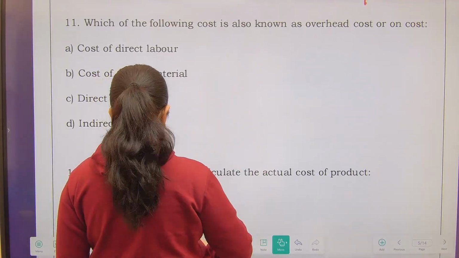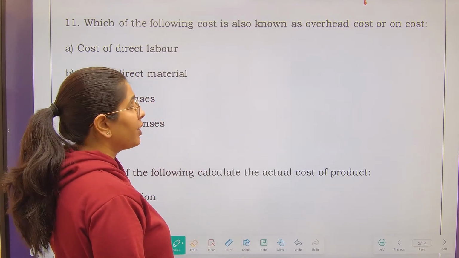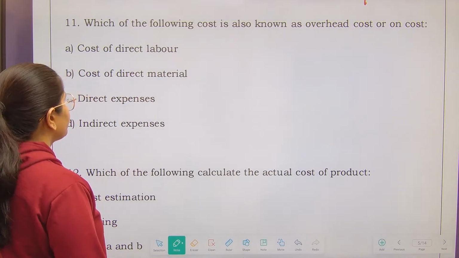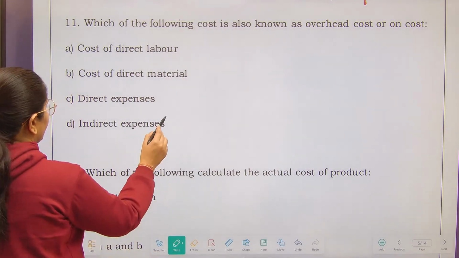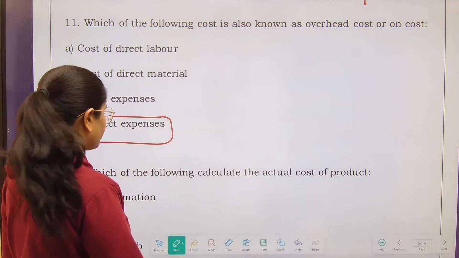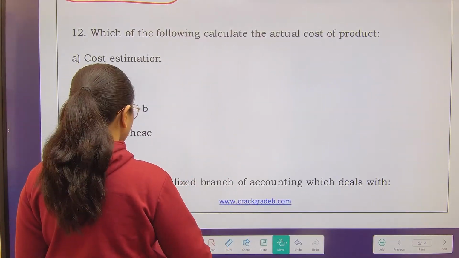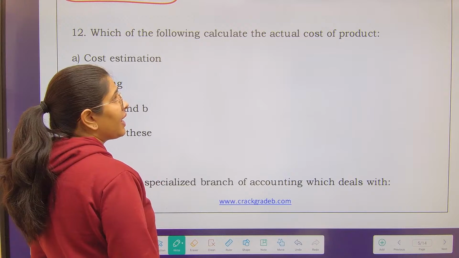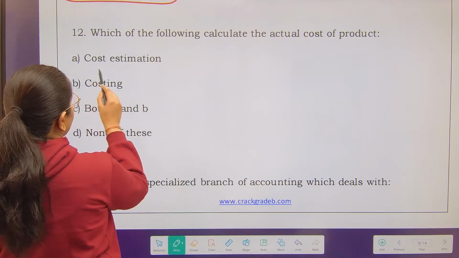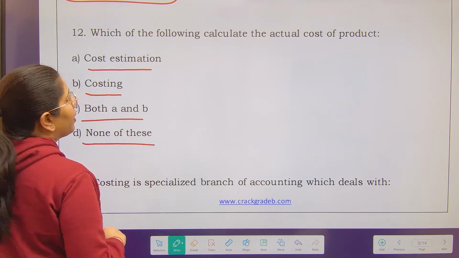Next question. Which of the following costs is also known as overhead cost or on cost? Cost of direct labor, cost of direct material, direct expenses, indirect expenses. So easy. We are doing it again and again. So it is super easy. Next is, which of the following calculates the actual cost of a product? Cost estimation, costing, both A and B, none of the above.